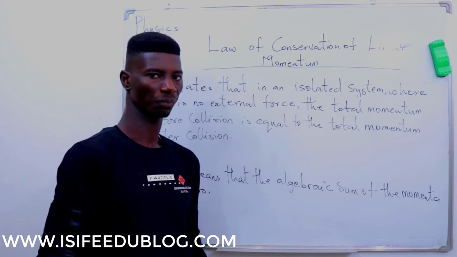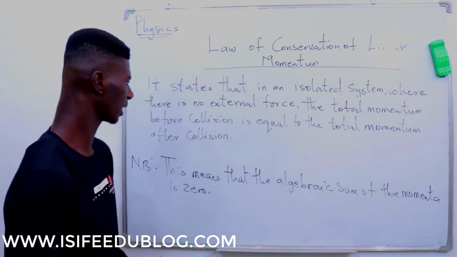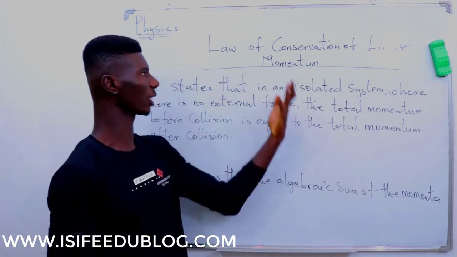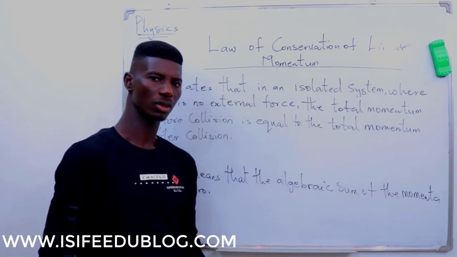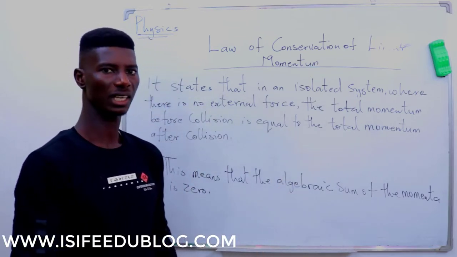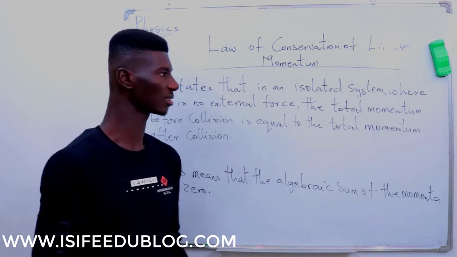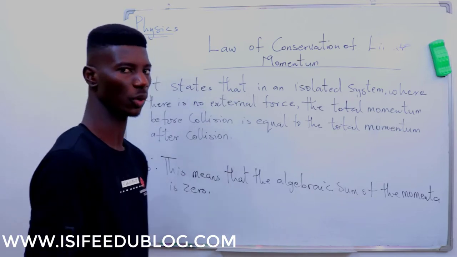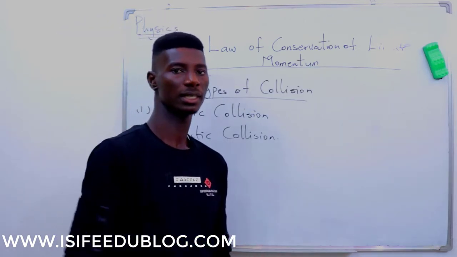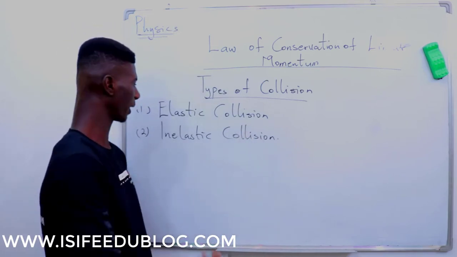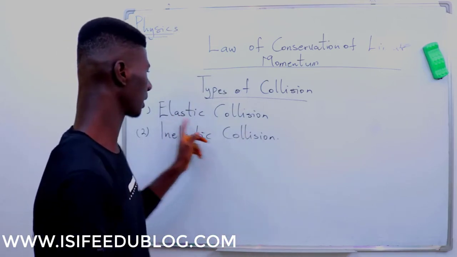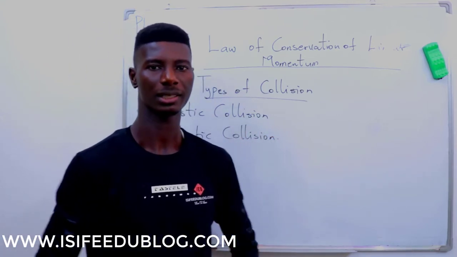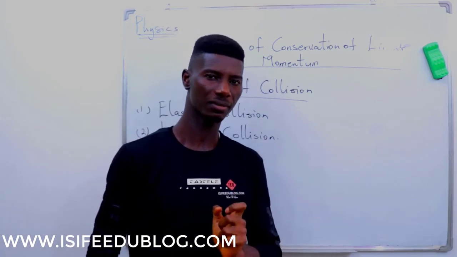linear momentum. But before we enter into that, something has come up here, which is collision. Everything we are going to be dealing with under this is all about collision. So before we enter the different cases we are likely to see under this particular law, let's quickly touch on the types of collision we have. We have two types of collision: elastic collision and inelastic collision. I'm going to take my time here to explain these two collisions very well. They are very, very simple.